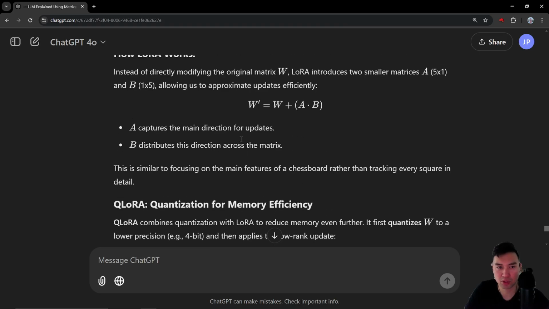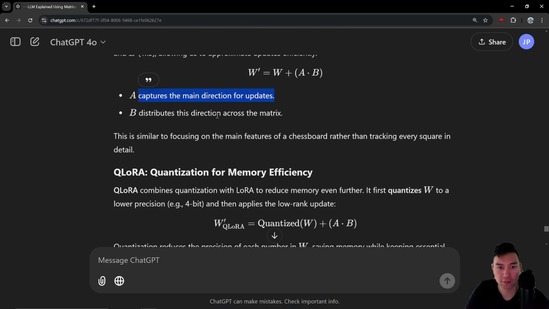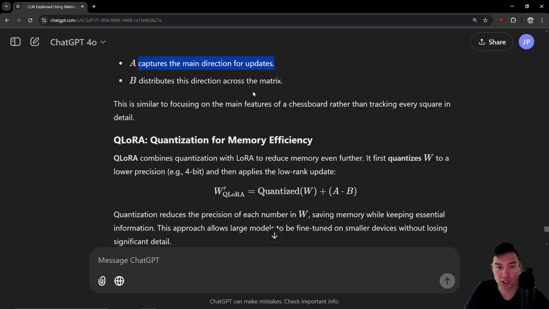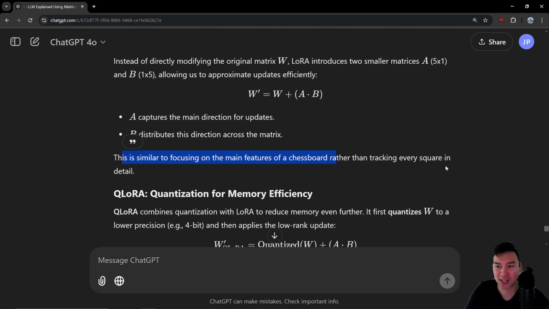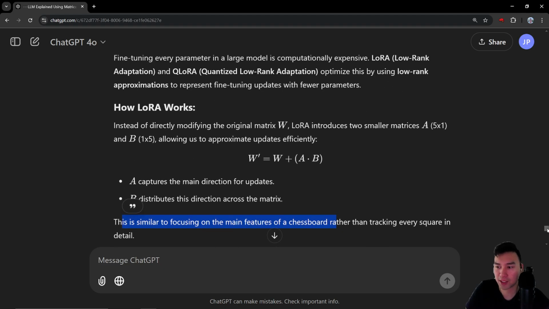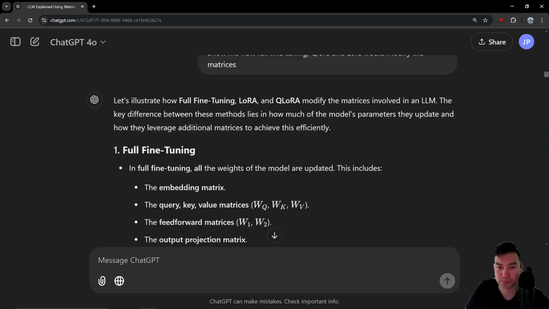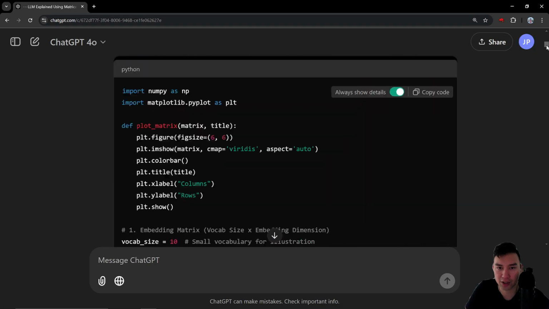That's pretty much matrix multiplication. A captures the main direction for updates, and B distributes this direction across the matrix. This is similar to focusing on the main features of a chessboard rather than tracking every square. So think about it like a chessboard. Let me see if I can find that actually.